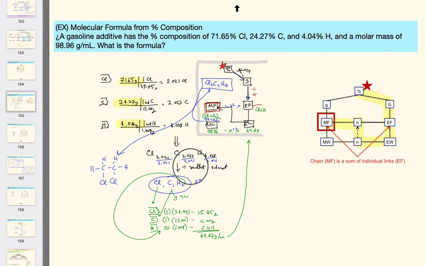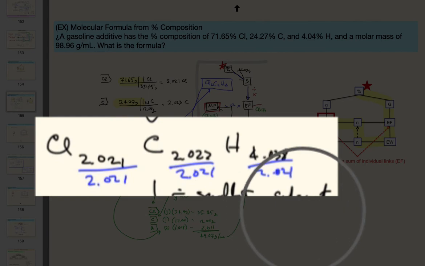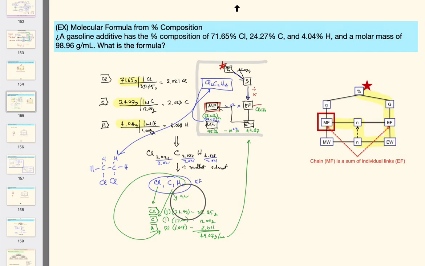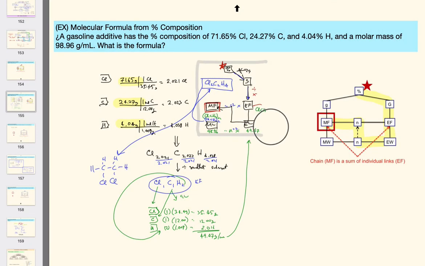We use our divide by and multiply protocol to get to the empirical formula. The first thing it requires us to do is divide through by the smallest subscript, which in this case is the subscript of chlorine, 2.021. I divide everything by 2.021 and come up with a formula that is Cl1C1H2. Everything is indeed integers, so I'm done. I did not need to use the multiply step. I now know the empirical formula. ClCH2.